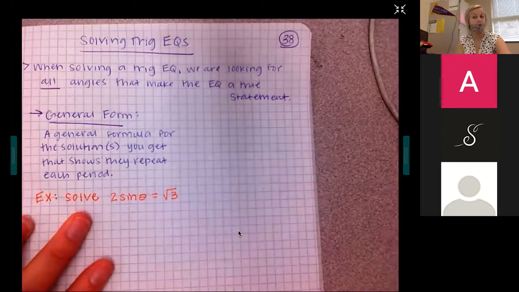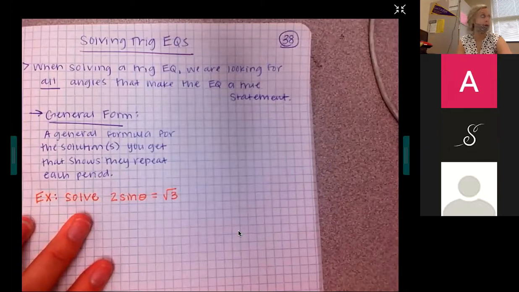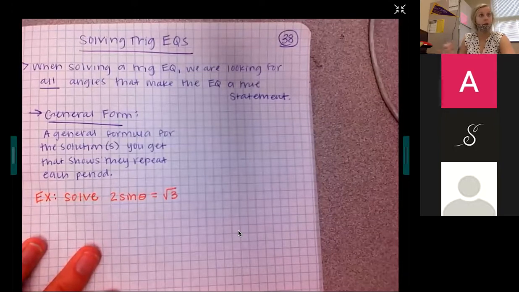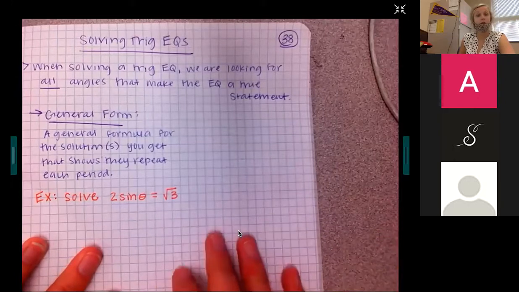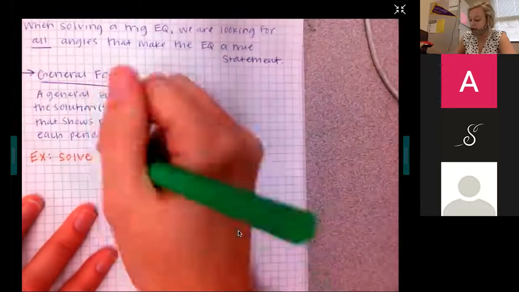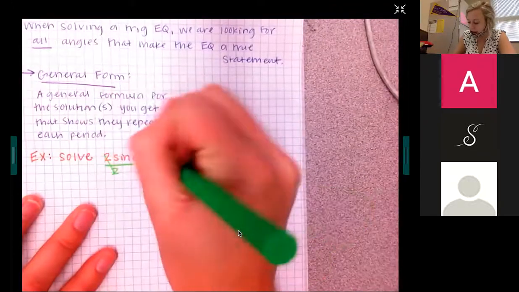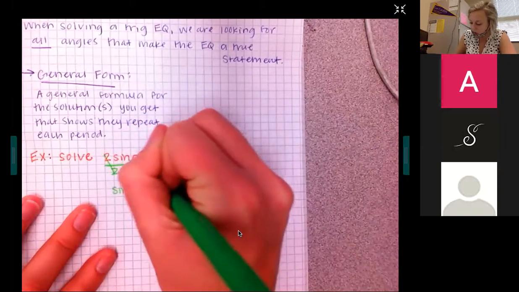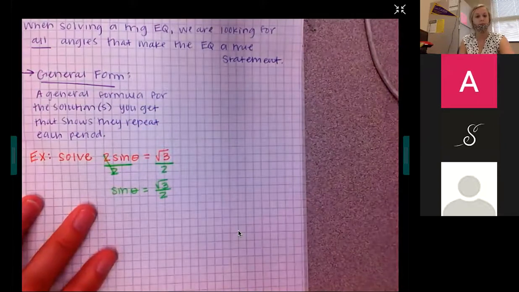What do you think we're trying to find? What is our quote unquote variable? Theta, right? We're trying to find theta. We don't know what that angle is. What would you move first? Because we are solving an equation. You would divide the 2, right? Can you see this okay, Kevin, or do you need me to scoot it up? Okay. So they said in class you would divide the 2. I agree. So then we get sine of theta equals square root of 3 over 2.